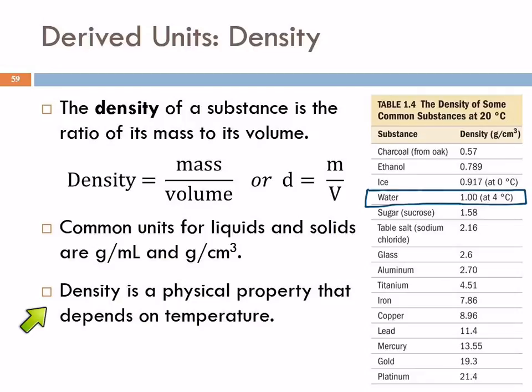This statement here is going to come up on the worksheet this afternoon. Density is a physical property that depends on temperature. The mass of something doesn't change with temperature, but the volume of a substance can change with temperature. The amount of that change varies from substance to substance, but the volume does change at least a little bit with temperature, and so density does depend on temperature.